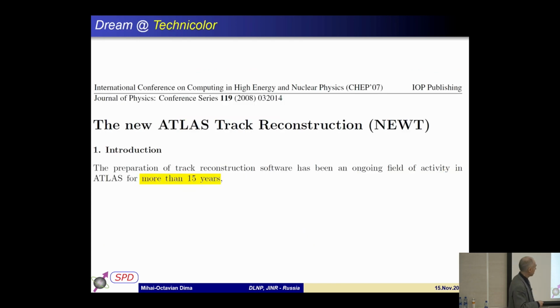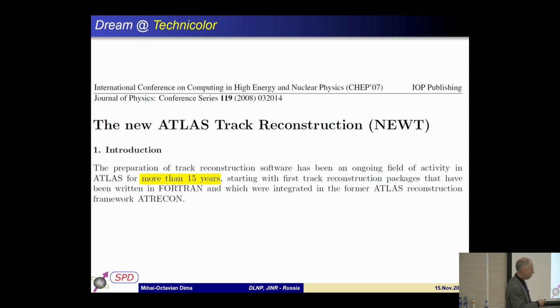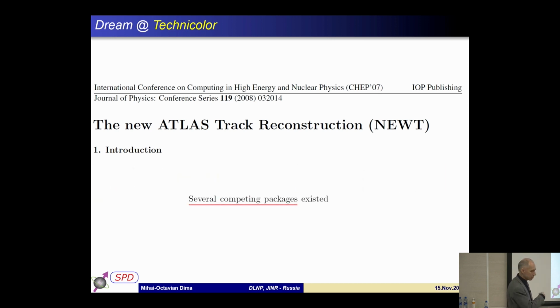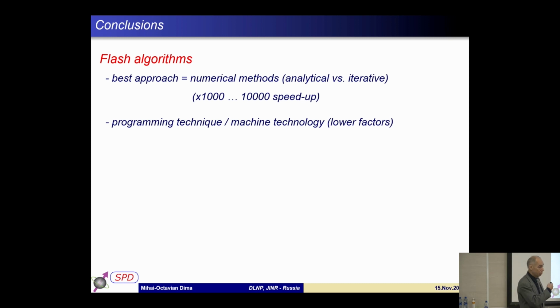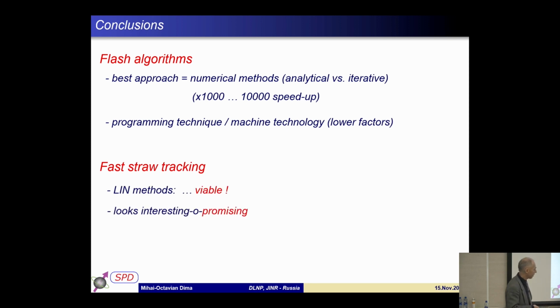And do not forget that this is a big job for ATLAS. It took 15 years. Of course, they had multiple packages because ATLAS is a big collaboration. But yeah, flash algorithms, as I've shown you, analytical methods are the key to big speed-up factors, really big. Linear methods are viable. They look interesting, promising. And CPU-wise, so far, we are the best there is.